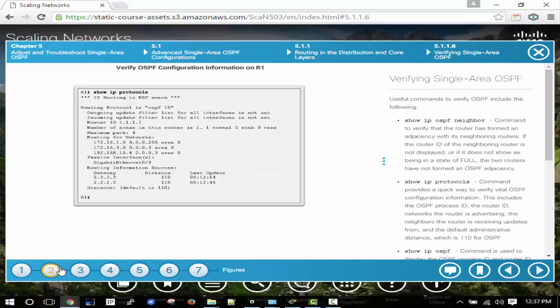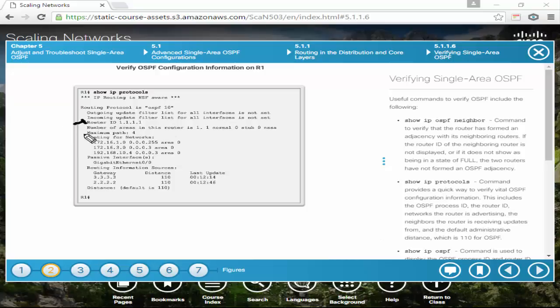So let's see what our next show command is. Show ip protocols. Okay, so what is it showing? Well, we get the router ID and maximum paths. If we had perfect cost, we could load balance on this. That kind of thing.